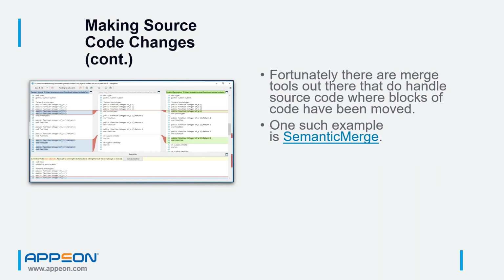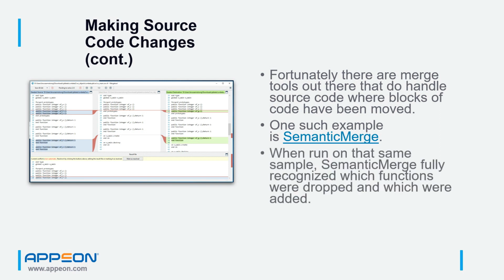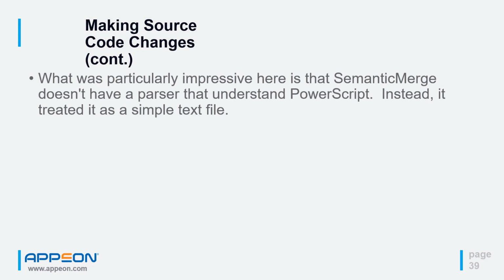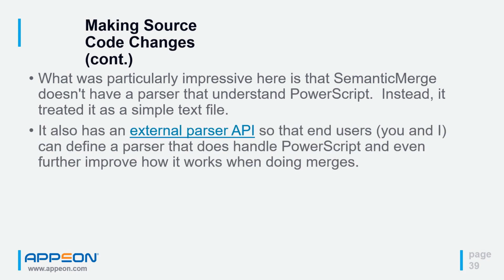It does cost a little bit of money, but if merge conflicts are something you're going to be experiencing in Subversion a lot, that's something that you may want to invest in. What was particularly impressive about this is that Semantic Merge doesn't know anything about PowerScript. It processed those files as if they were simple text files. Semantic Merge does have an external parser API so that anybody can go in and create basically a rule set that knows how to handle the target language. So we could have an external parser tailored for PowerScript that would make it work even better than it did here.